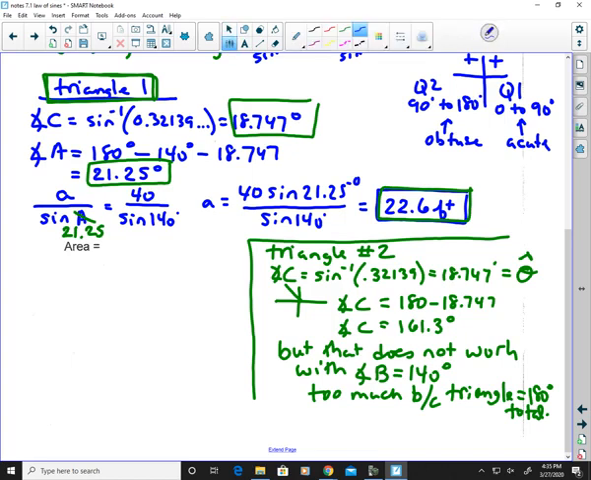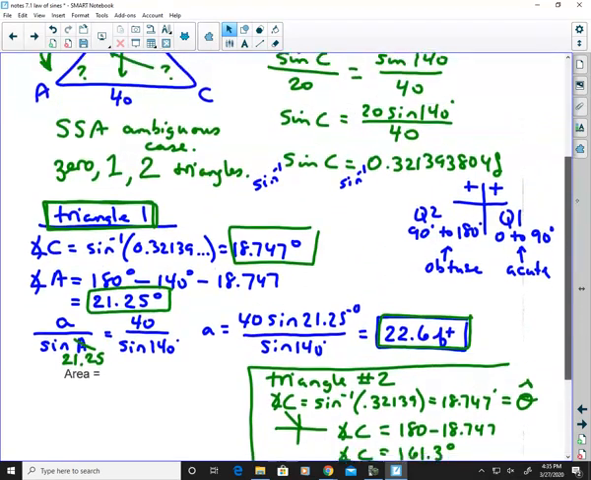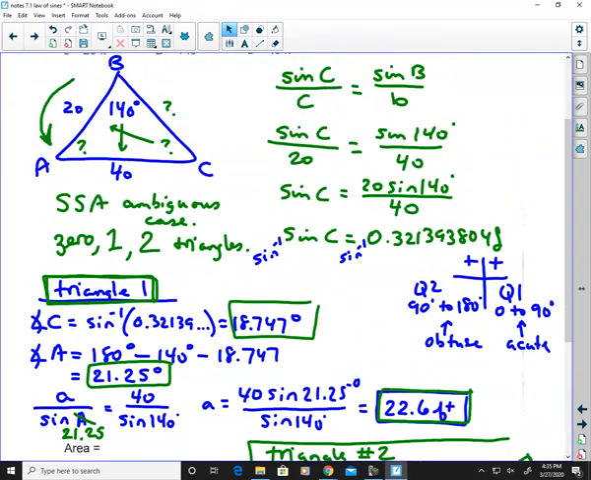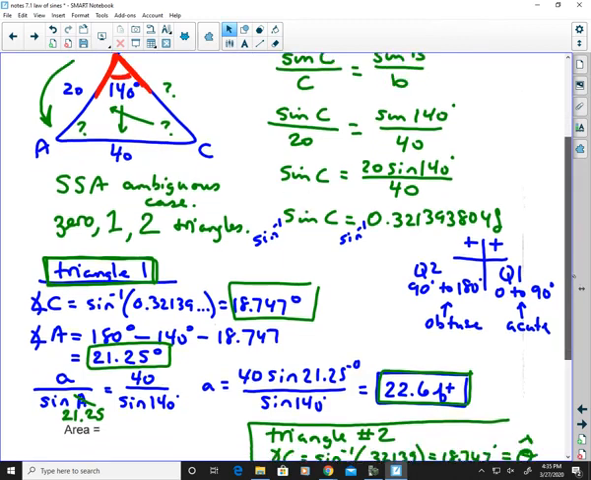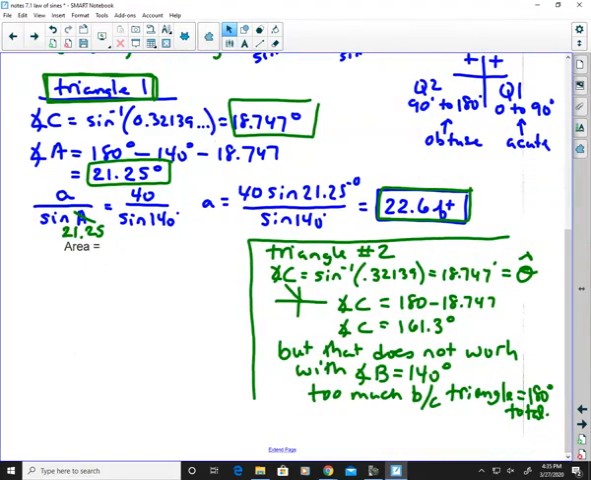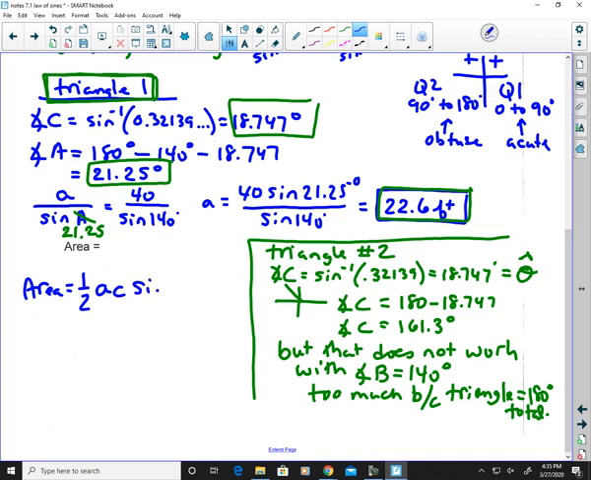Now I need its area. So back to my triangle, I think my best bet would be to go with angle B, because that would give me the most information. I have my two sides and their included angle. So I will go with angle B, and when I do my area, I'll go 1/2 AC sine of B.